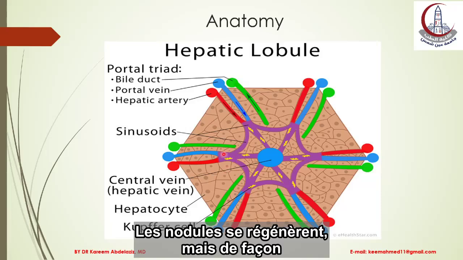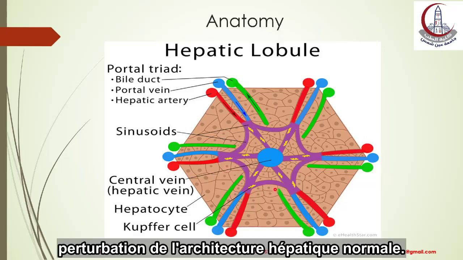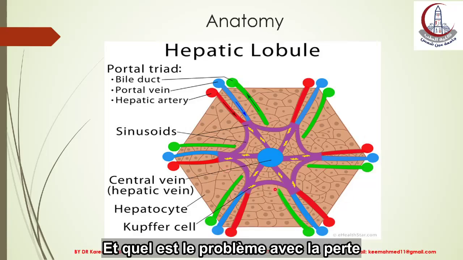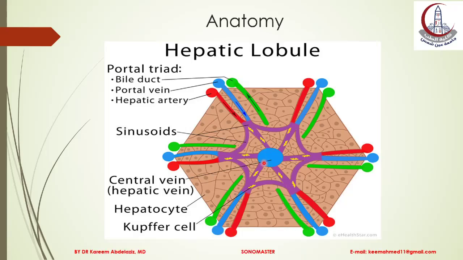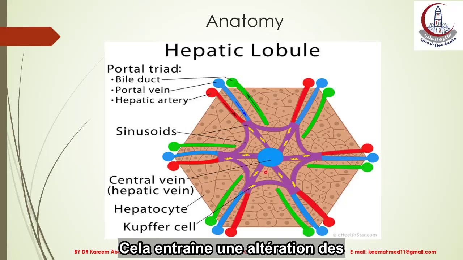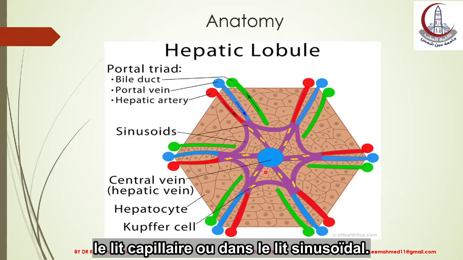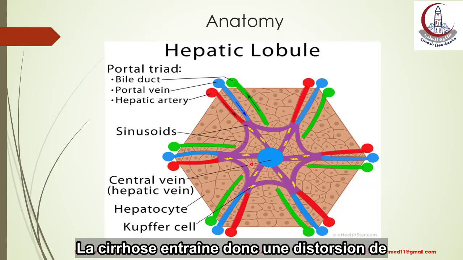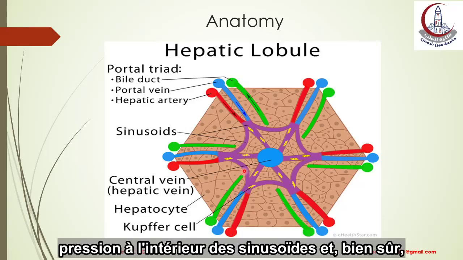The nodules will regenerate, but in a haphazard, random form, leading to disruption of the normal hepatic architecture. And what is the problem with loss of the normal hepatic architecture? This will lead to increased pressure inside the sinusoids. This will lead to impaired nutrient and gas exchange within the capillary bed, or within the sinusoid bed. So cirrhosis will lead to distortion of the hepatic architecture, which will lead to increased pressure inside the sinusoids.